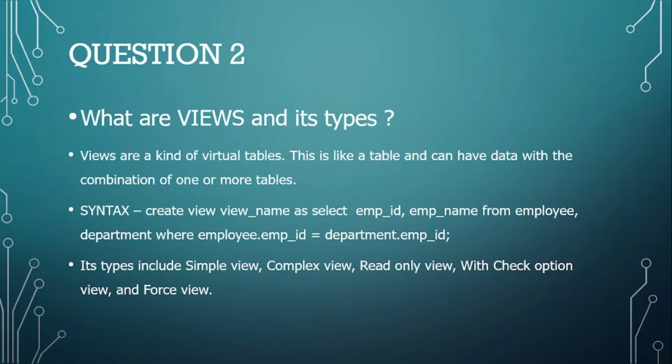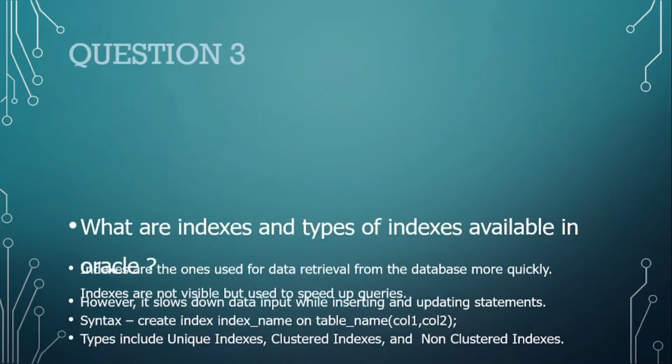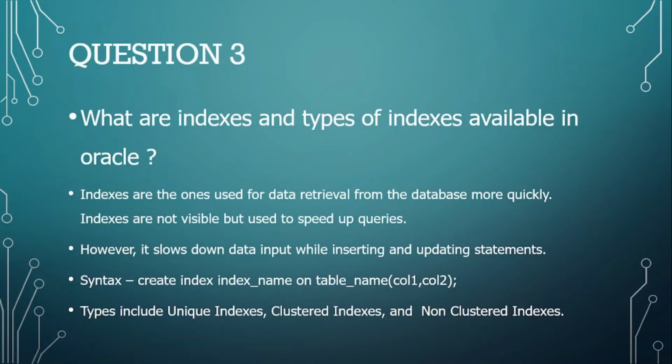So the types include simple view, complex view, read-only view, with check option view, and force view. People just describe simple view and complex view, but we do have the other three views called read-only view, with check option and force view, which are very, very important. So I believe you have understood the importance of views and its types. If they ask you what is a complex view, give an example of it, or how we'll use a simple view in our programs, then you can go ahead and explain.